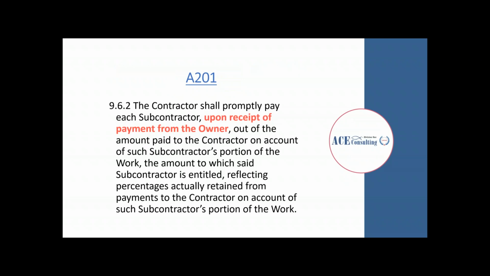The A201 form is a pretty standard form that gets used for the relationship between contractor and subcontractor. Section 9.6.2 is a section that talks about receiving payment from the owner, that the contractor, once they are paid and once they are made liquid enough by the owner to pay their subcontractors, they must pay their subcontractors.